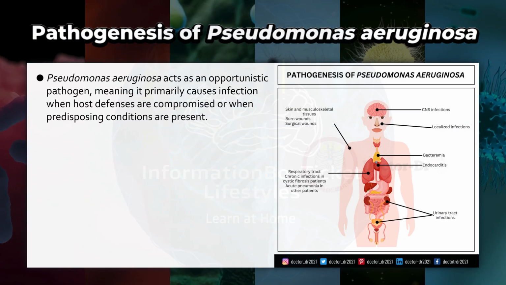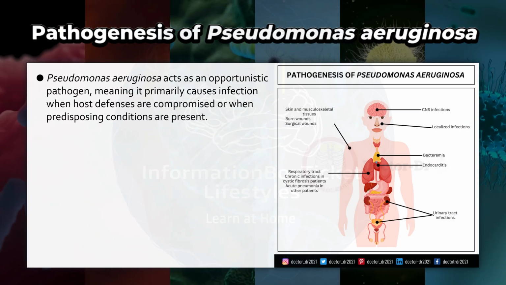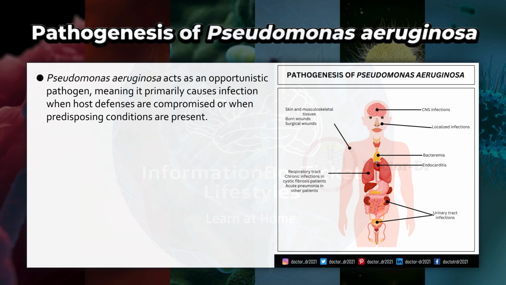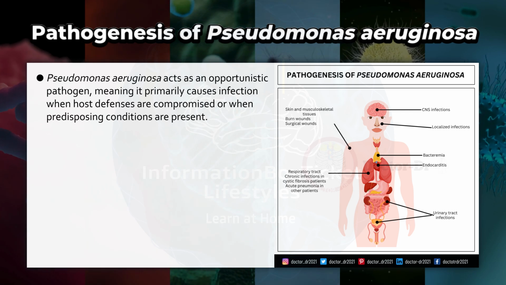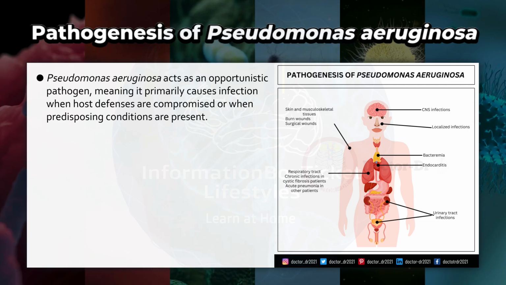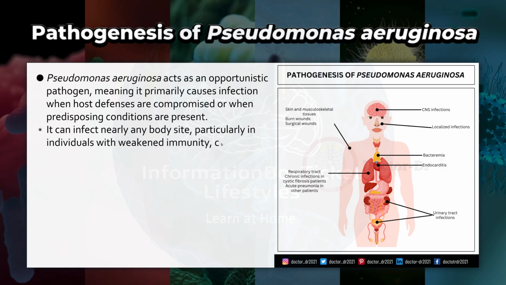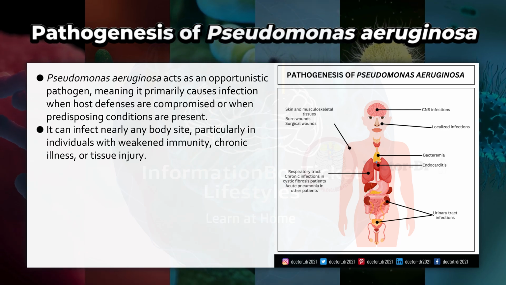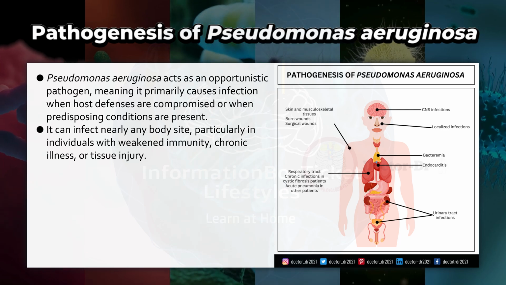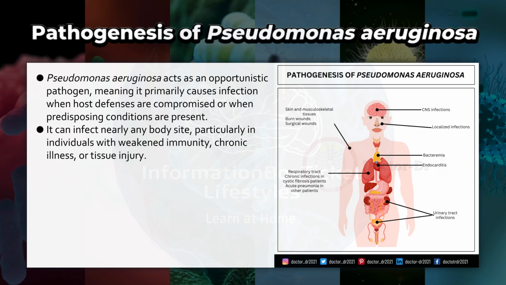Pseudomonas aeruginosa acts as an opportunistic pathogen, meaning it primarily causes infection when host defenses are compromised or when predisposing conditions are present. It can infect nearly any body site, particularly in individuals with weakened immunity, chronic illness, or tissue injury.